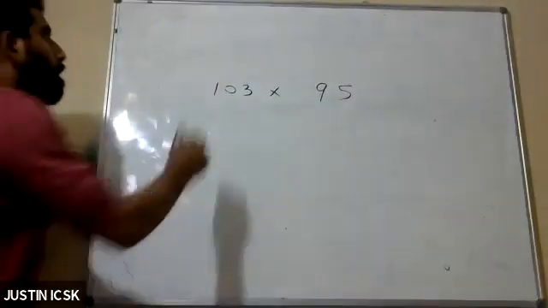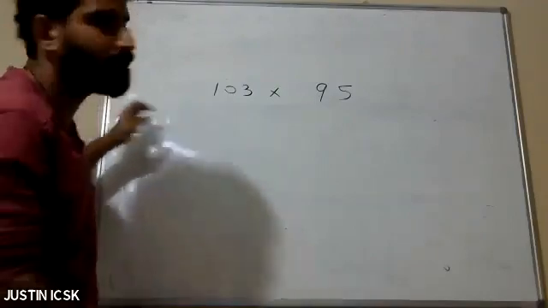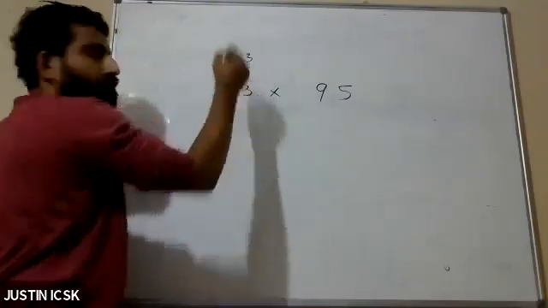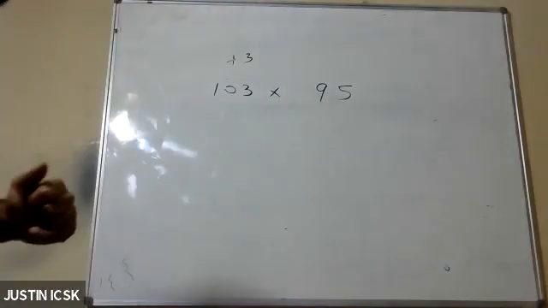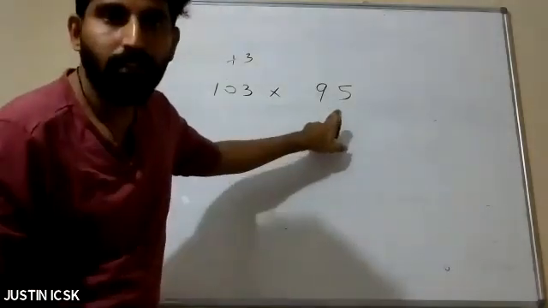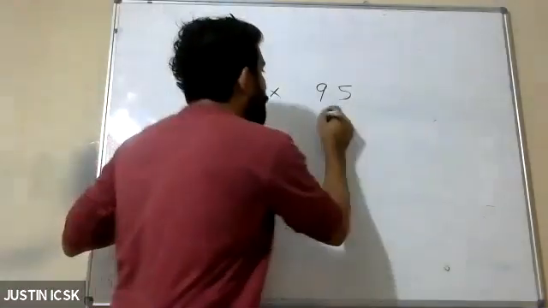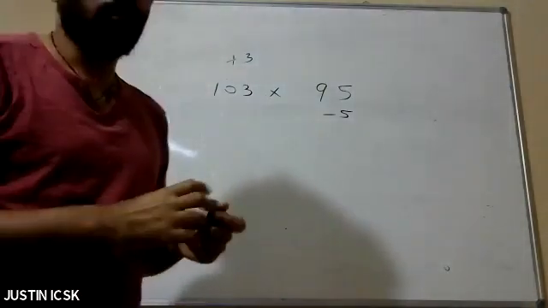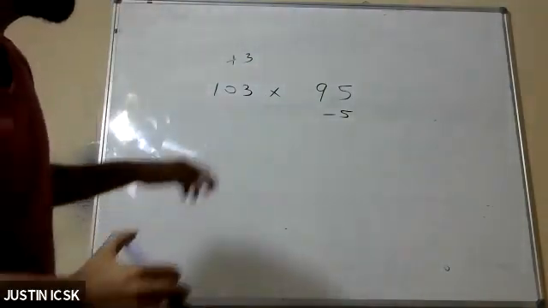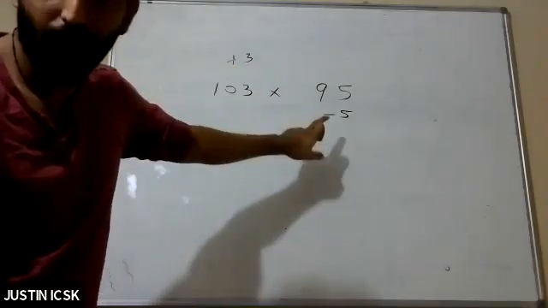So it's the same step we are starting. This here plus 3, right? 100 plus 3. So plus 3 right above. This is 100 minus 5, right? So minus 5 right below. Okay. So plus 3 right above, minus 5 right below, because one number is plus, one number is minus.